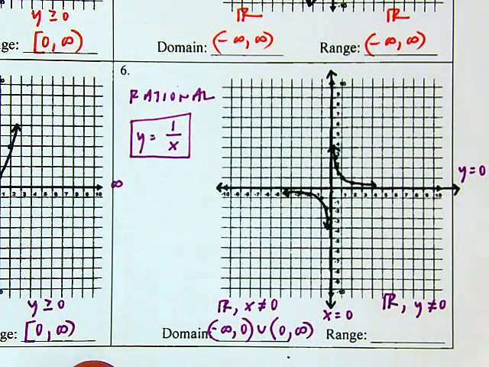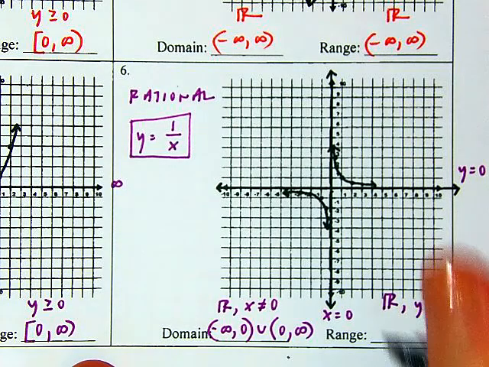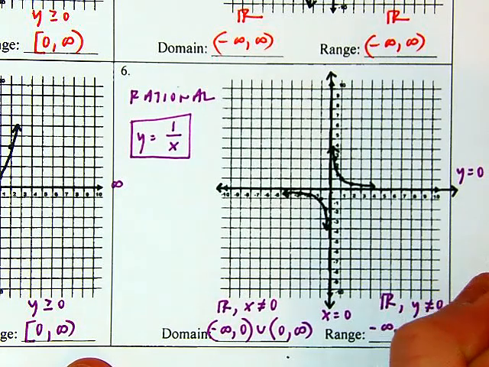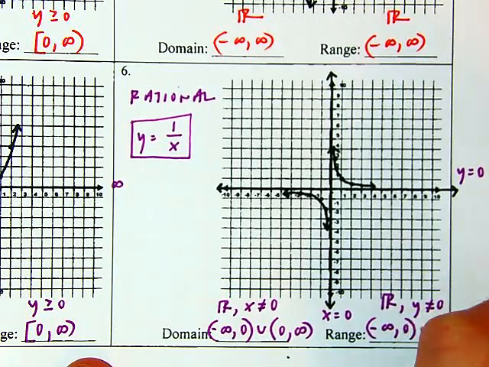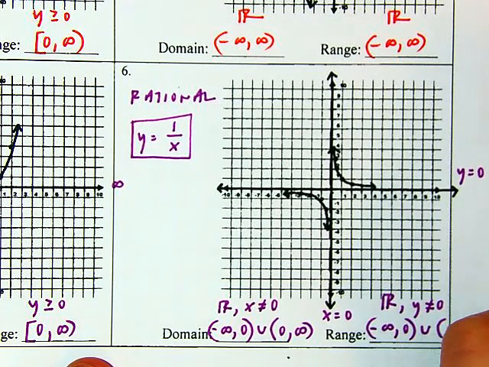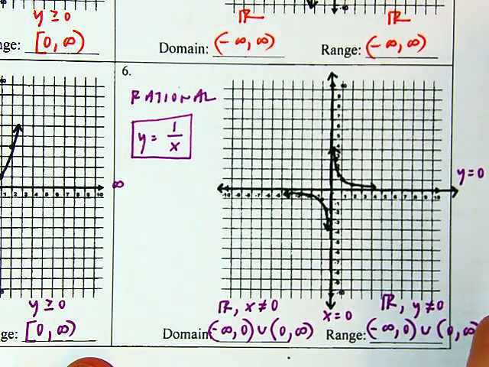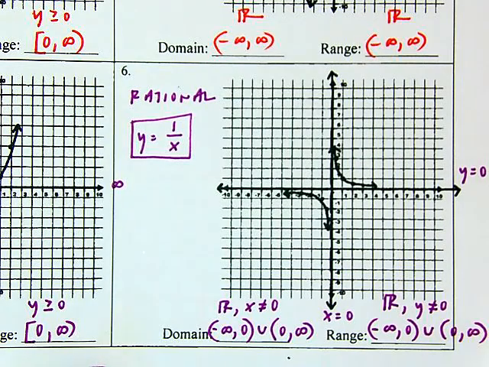Okay, and then the more complicated way of saying the same thing is, well, could be negative infinity to 0, union with 0 to infinity, just like that.